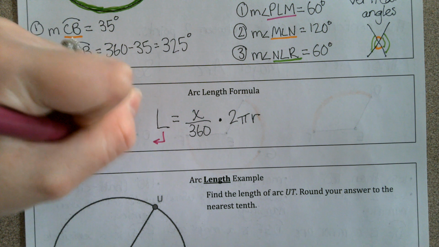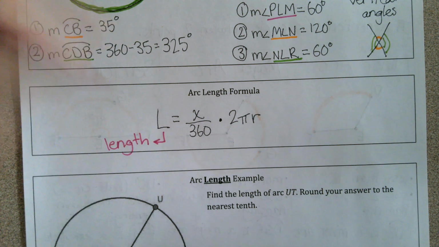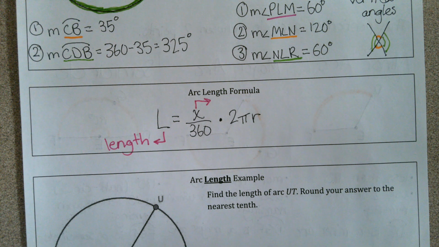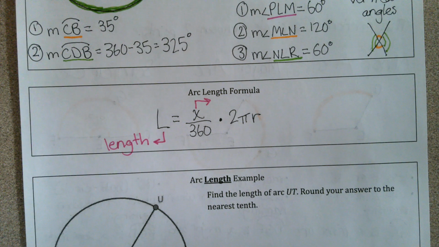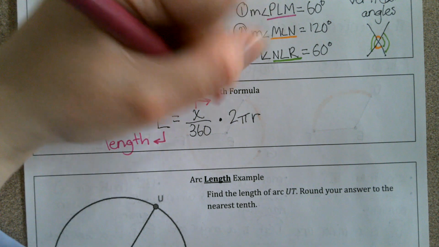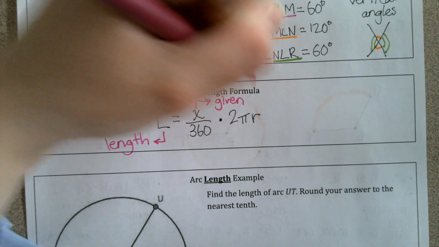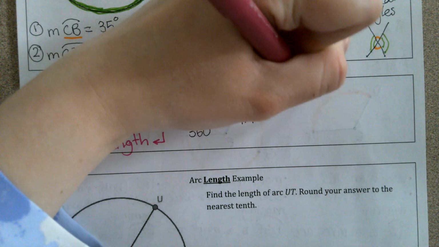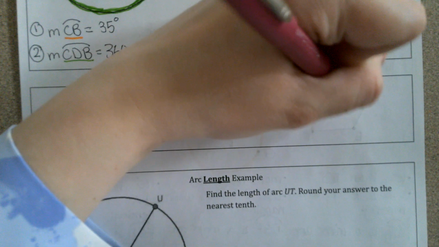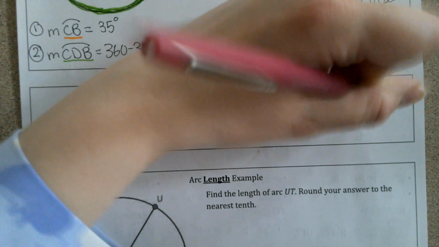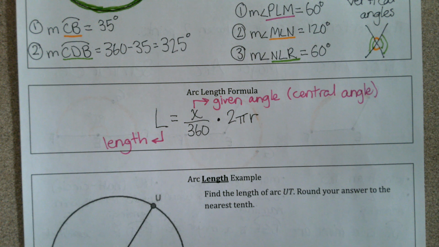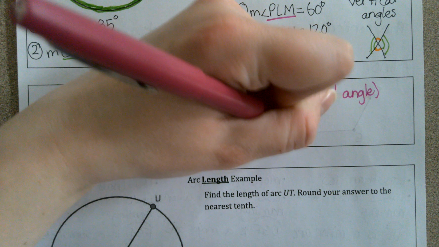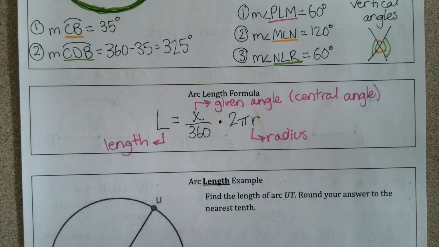L is the length, arc length, but length. X, I don't want you to think of the x that you always solve for. This x does represent something special, something specific. It is the given angle, and really it has to be a central angle. Lastly, r is still the radius. It was in the last set of notes. R is radius in this unit.